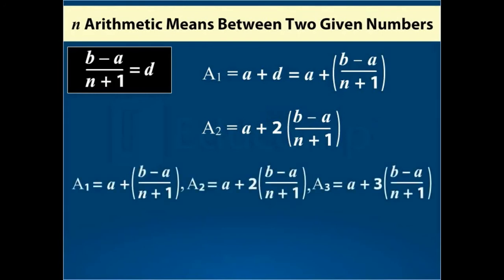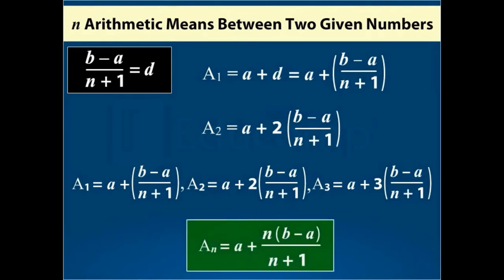Therefore, we have, hence, n arithmetic means between two given numbers A and B is given by An equal to A plus n into (B minus A) over (n plus 1).